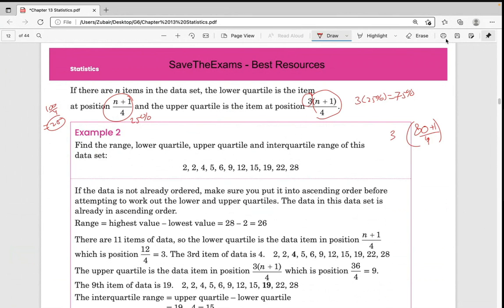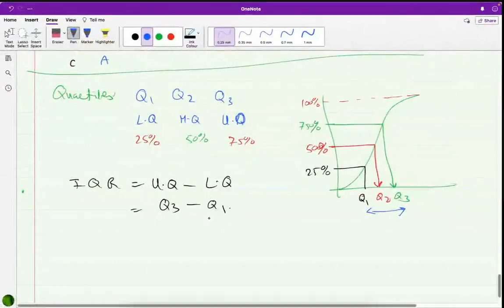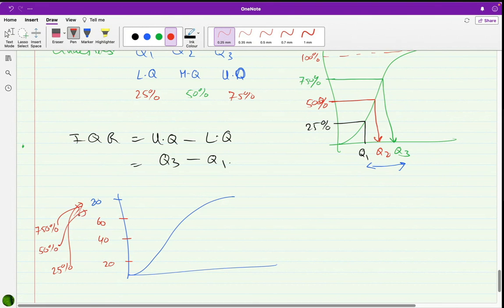Normally it will be very easy when we deal with even and odd numbers rather than using this formula blindly. For example, I just did this with 80 to show the formula. But when I know exactly what we are talking about and the total is 80, clearly the middle would be at 40, upper quartile will be 60, and lower quartile will be 20, which is 25% of 80. This is 75% of 80, and this is 50% of 80.